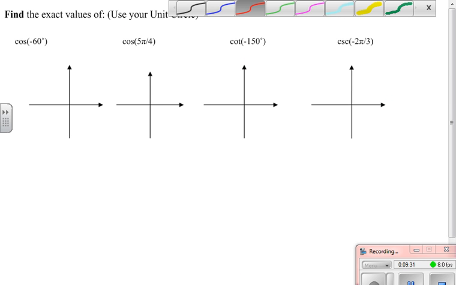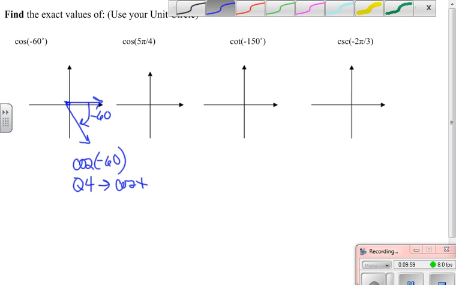So if we look at some examples, it says find the exact values. So this is unit circle work. So where is the cosine of negative 60? That's right down here. Well, I know that the cosine of negative 60, that angle is in quadrant 4, which means that the cosine is positive, means it's exactly the same as a 60-degree angle, and that means that the cosine is 1/2.